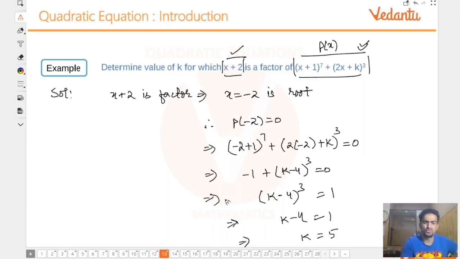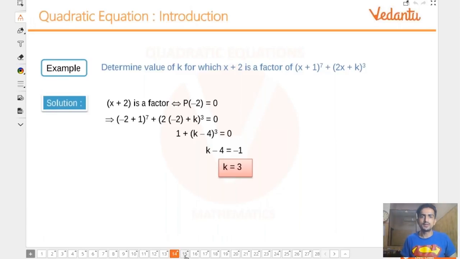Beta, no, don't do that, beta. If x cube is 1, then x is only 1. It is the case with even powers when we get plus minus, not with odd powers. With odd powers, we get only one value. Okay. So no more doubts, that is great. So primarily, it's very basic. When x plus 2 is a factor, then certainly minus 2 will be a root. Minus 2 should satisfy. Straight away we get k.